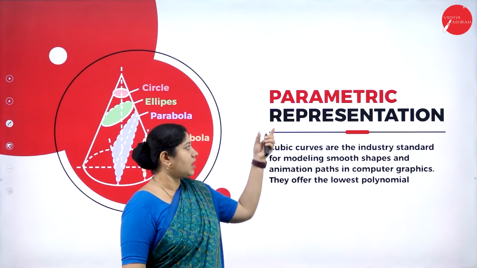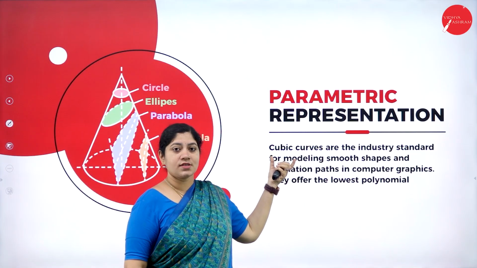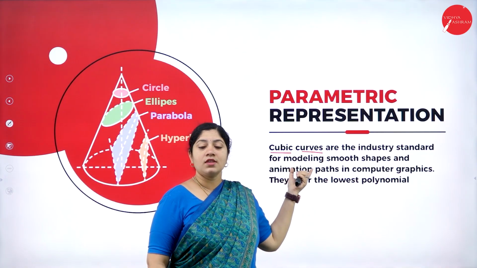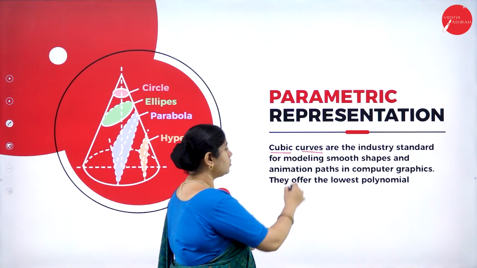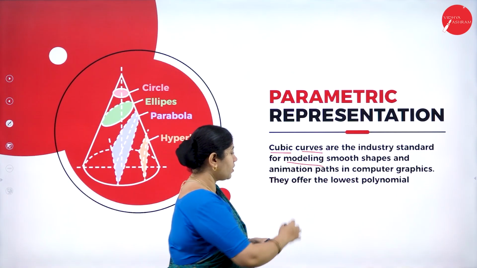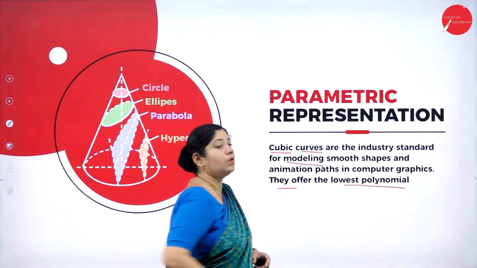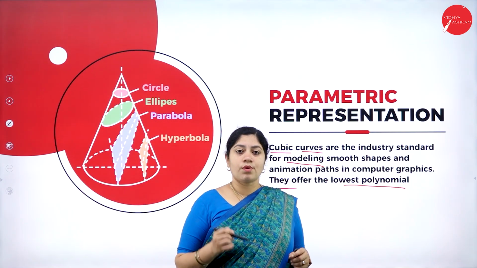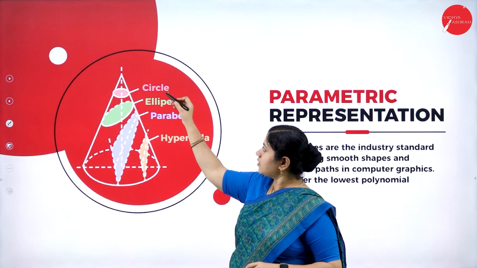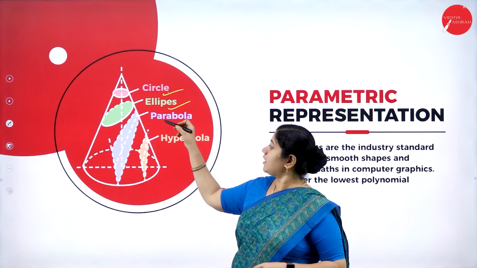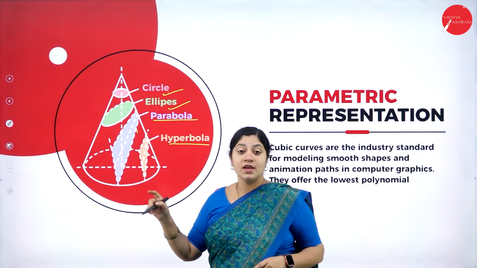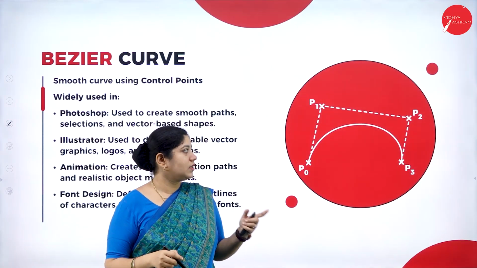Up next is the second representation. What is that? The cubic curve. These are the industry standards used to model smooth shapes and animation parts in computer graphics, and they offer the lowest degree polynomial in order to draw a shape. The various parametric curves that can be represented are: a circle can be drawn, an ellipse, a simple parabola can be considered, as well as a hyperbola. So let's move with the next one.